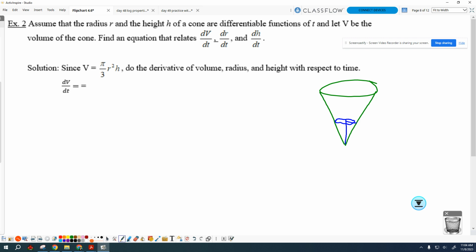When we dump water in or out of a cone, does the radius and the height change? Yeah. So they're both variables? Yes. So when I'm doing the derivative of this equation, do I do just product rule or quotient rule or power rule? Like, how do I do that derivative? Product rule, because there are two things that vary.